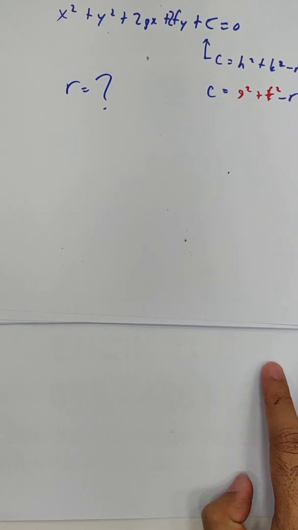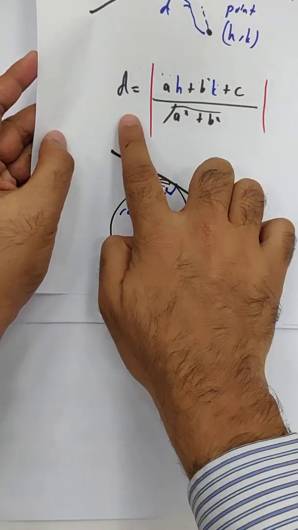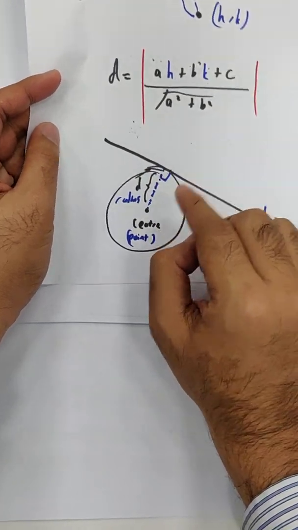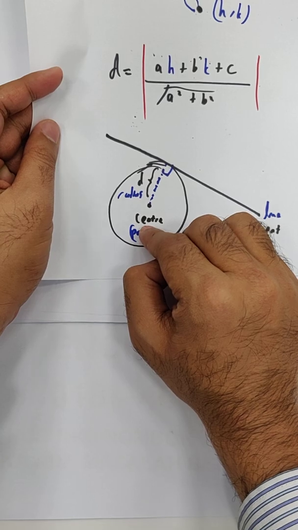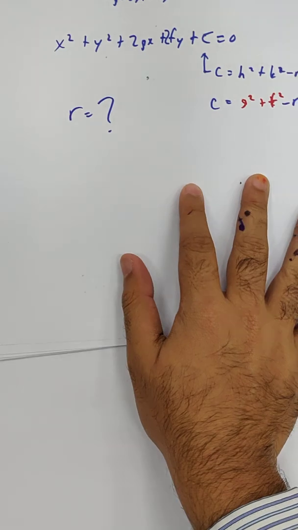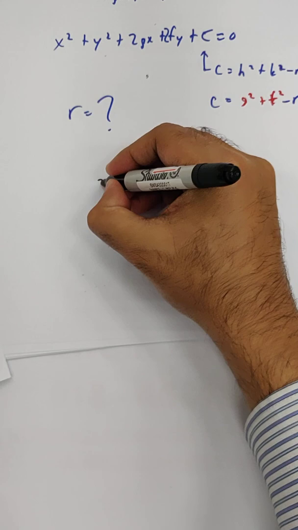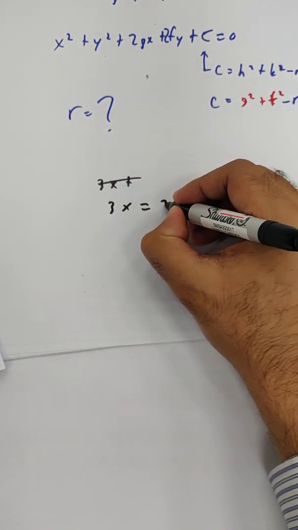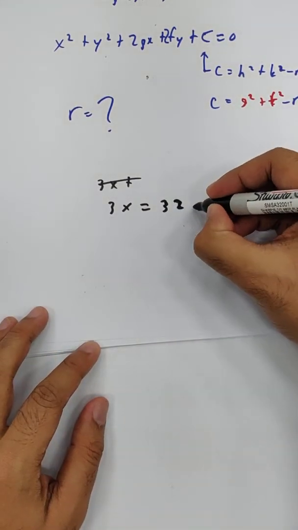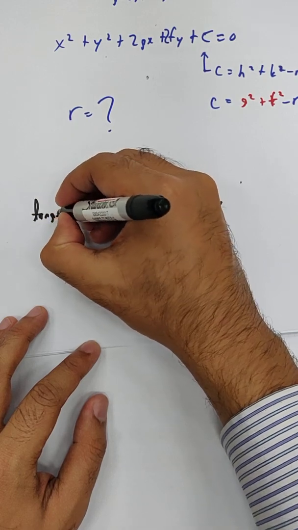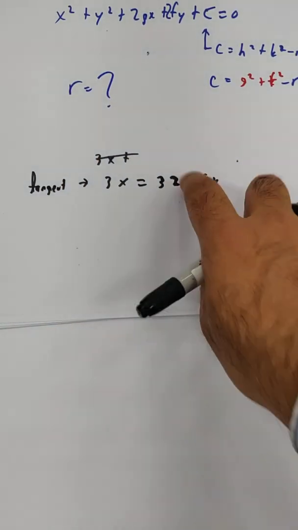Okay. This formula here, we need to use this one. Our point is the center. Are you okay with that? We got it there, (0, 7), which is good. Now we need the equation of the line. The equation of the line that we have right now is 3x = 32 + 4y. This is our tangent. What should I do before I can use this equation?